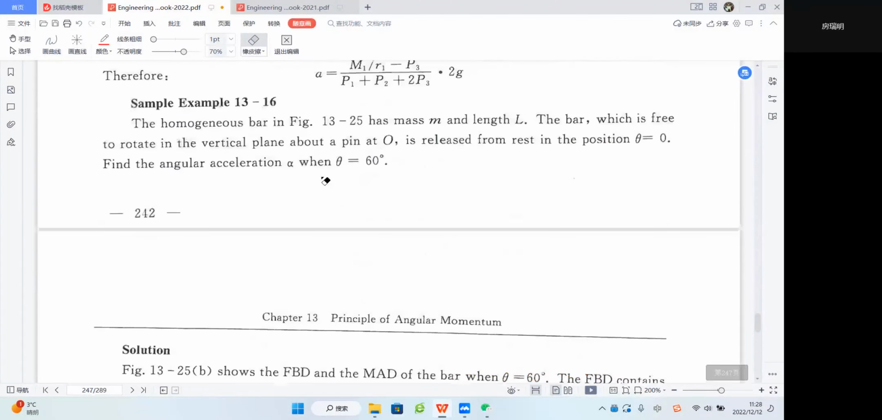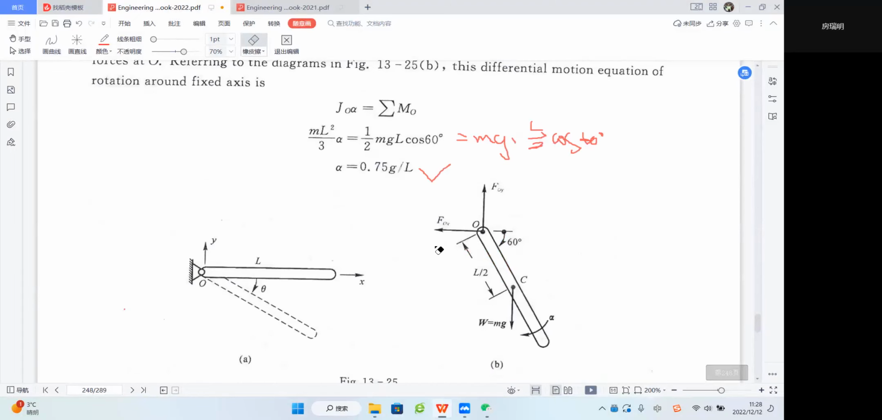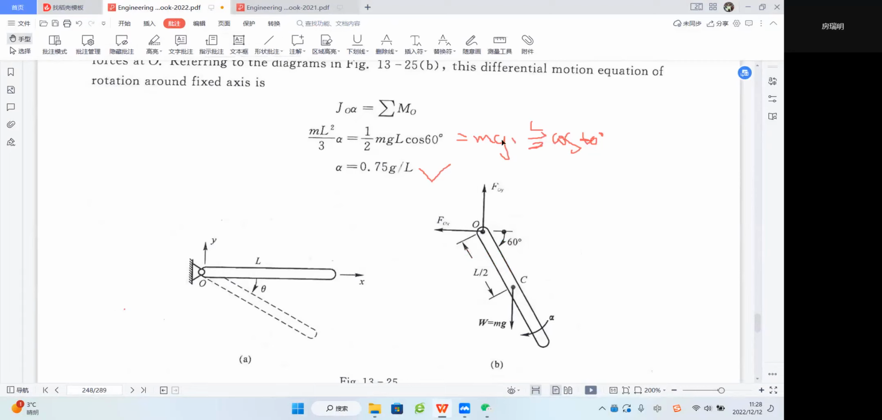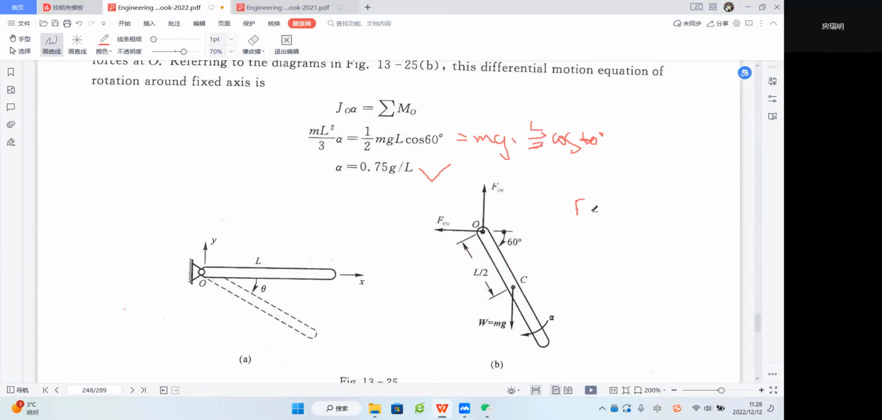But my question is, I hope you can find F_y and F_x, the magnitudes of these two forces. How should we do it? Here we just give you some clue, and you can try to finish it by yourself.